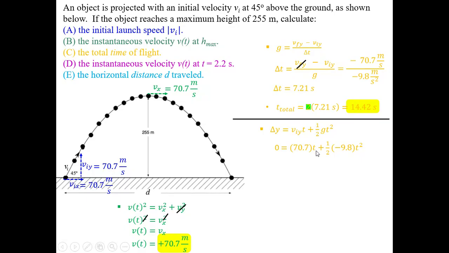Well, what's my t? I don't know what that is. G is giving us negative 9.8, right? So you notice here you have a t and a t square. Well, what I can do is I can factor out one of the t's, right? This has a t, this has a t square. So I can factor out a t.